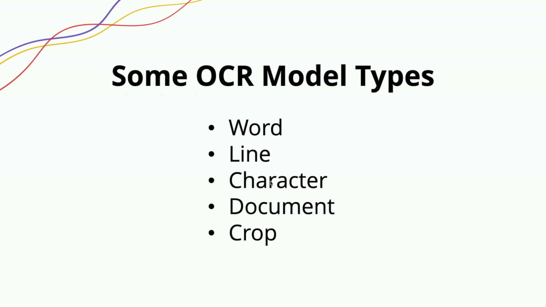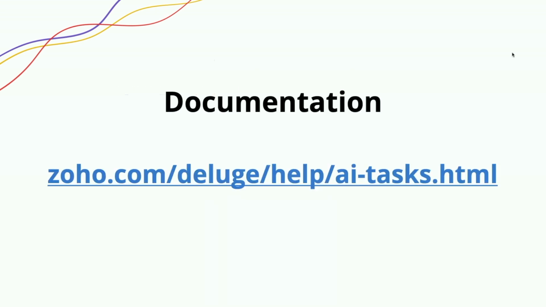Depending on what I am anticipating somebody's image to be, I could change the model type and maybe increase the accuracy of it. If I know that it's just going to be an image of a document every time, I could say, all right, it's going to be a document, and then that'll optimize how it scans the image. So if you want to know about these AI tasks, this documentation is already available online, and you can check it out.